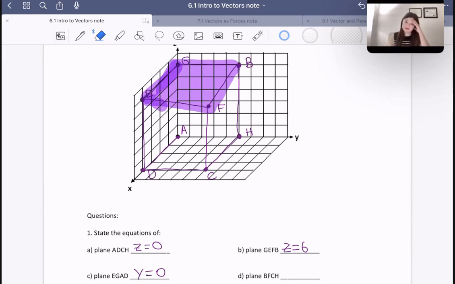Now, what about BFCH? Let's try that one. BFCH. So that's this one here. So if we look at this, this could be any X value and Z value we'd like. It has lots of different ones there. But with Y, it's just that slice where Y is always equal to 5. So I'm going to write that there.